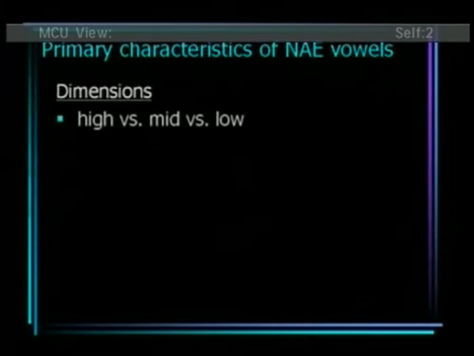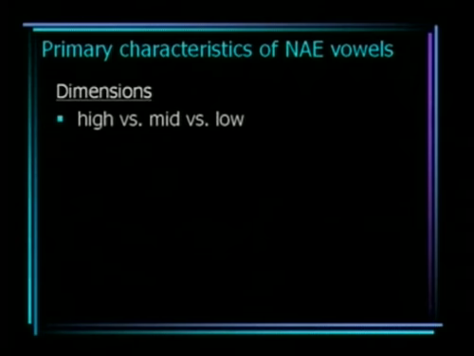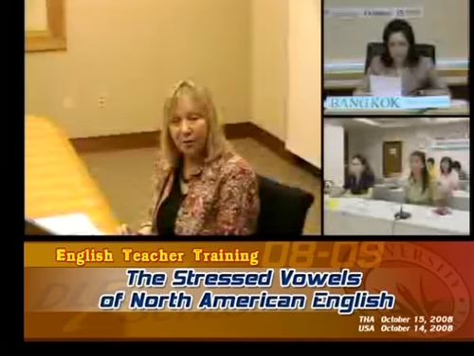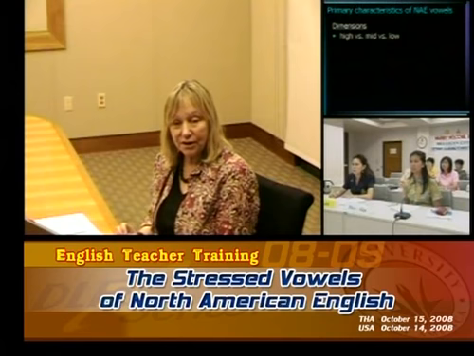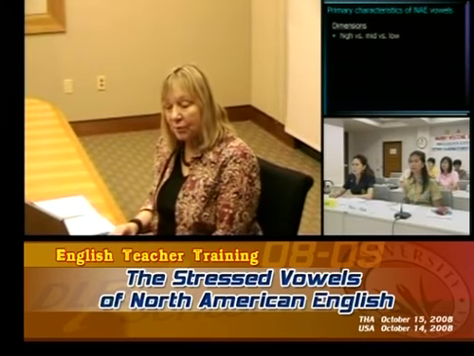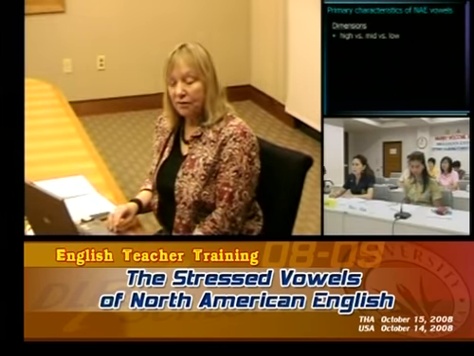Let's move on to talk about the primary characteristics of vowels, and we're going to be talking specifically about North American English vowels. When we talked about consonants, we talked about how we describe the consonants of English based on where the various articulators are, whether they come in contact or not. Vowels are a little bit more difficult to describe because they're located inside the mouth, and we can't talk about contact of the various articulators, right? So when we talk about vowels, we talk about the following dimensions, beginning with high versus mid versus low.